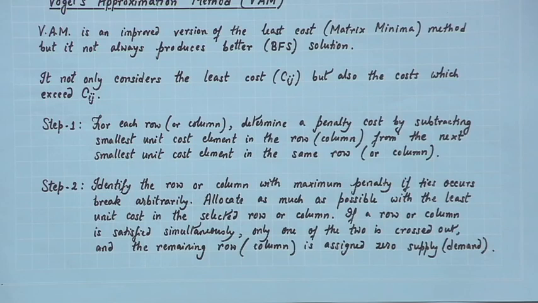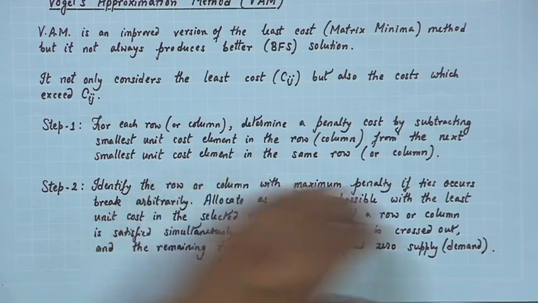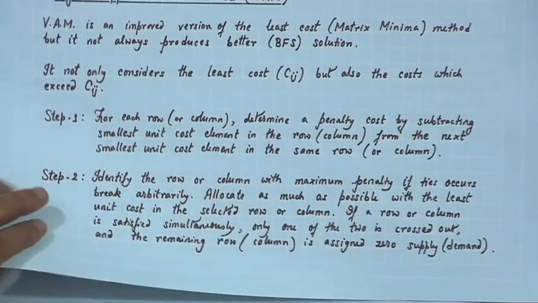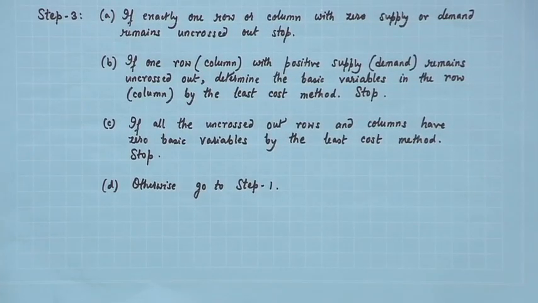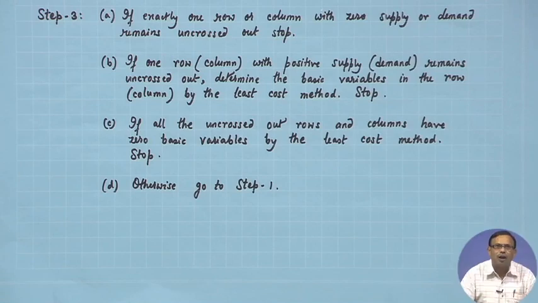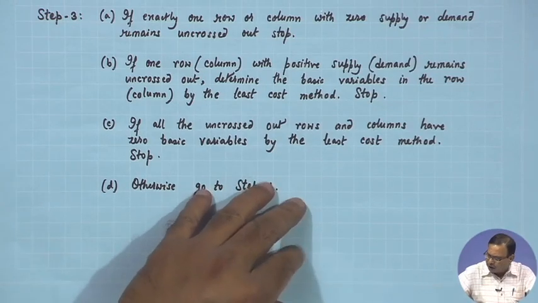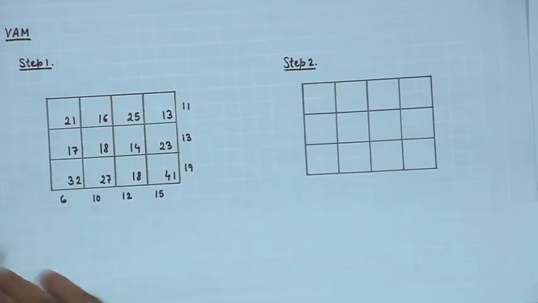If a row or column is satisfied simultaneously, only either the row or column should be crossed out, not both, and the remaining row or corresponding column is assigned 0 supply or demand. Basically, this process will be repeated until all the crossed rows and columns have basic variables. So, let us explain it with an example. Let us take one example over here.